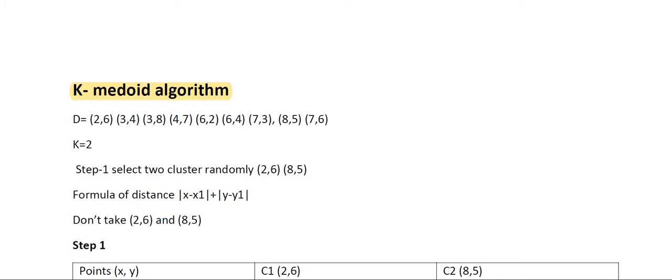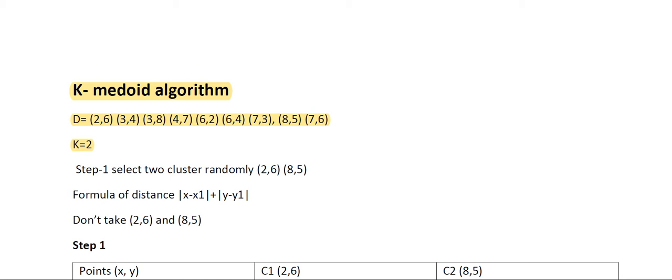First we have to take points. Here I have taken data points from 2,6 till 7,6. We can take any points; it depends on your question and on you. Here I am creating two clusters, so k equals 2. It could be k equals 3; it depends on how many clusters you have to form. So here I am taking k equals 2.